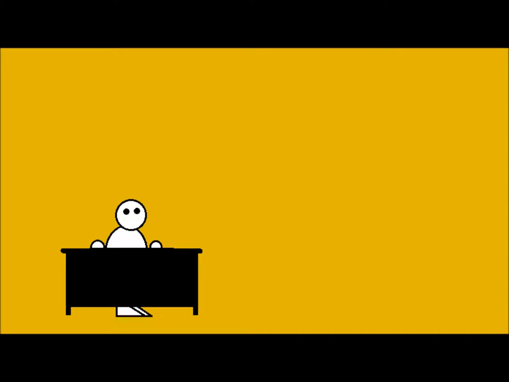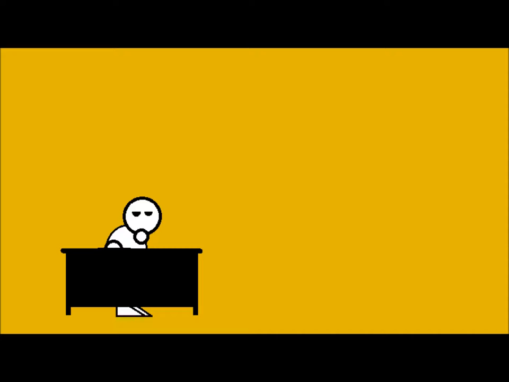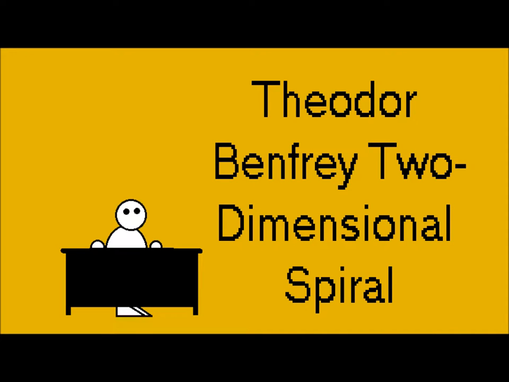This allows for an easy graphical depiction of the filling of the valence shell as well. First, the 1s orbital is filled, then the 2s, then the 2p, then the 3s, and so on. This matches with the way the elements are listed from right to left across the first three rows of the table. Another periodic table is Theodore Benfrey's 1964 edition, the two-dimensional spiral.